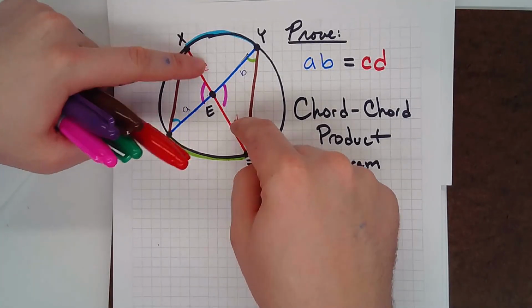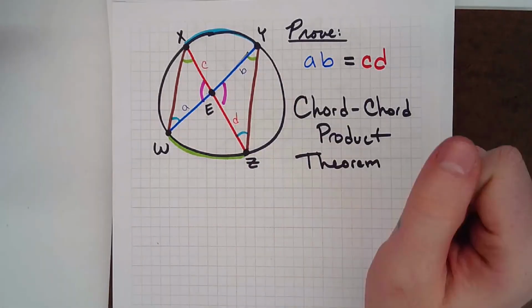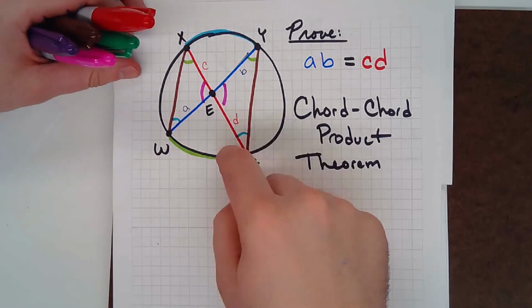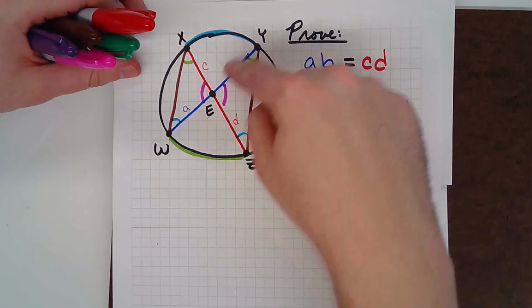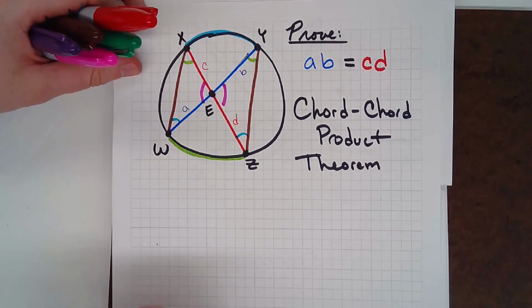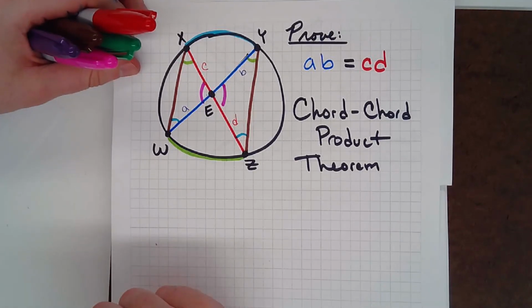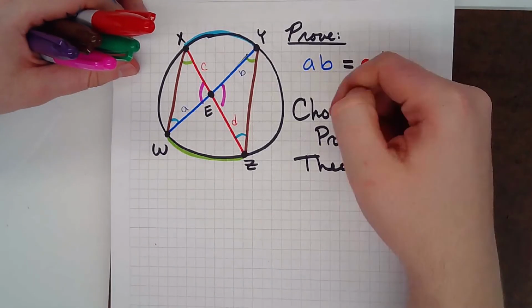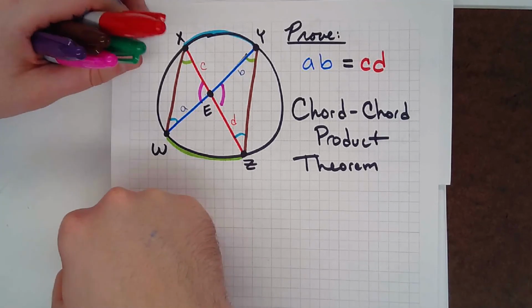We did that by drawing two triangles in and proving the triangles similar, right? We had some inscribed angles here, right? Top and bottom, and we had two vertical angles. So therefore the triangles were similar and their parts are proportional. A over D equals C over B. And then move things around to get this. So there's three theorems right there. And how to prove them.